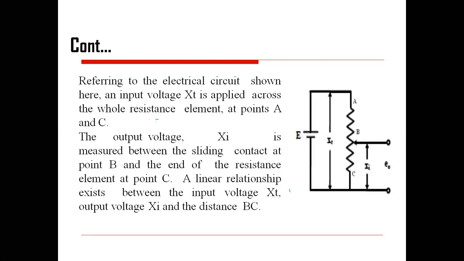Now, xt is the total displacement which we can see. E is the applied voltage, and E0 is the output. This E is the input applied for the excitation purpose, because this is not an active transducer, this is a passive transducer.